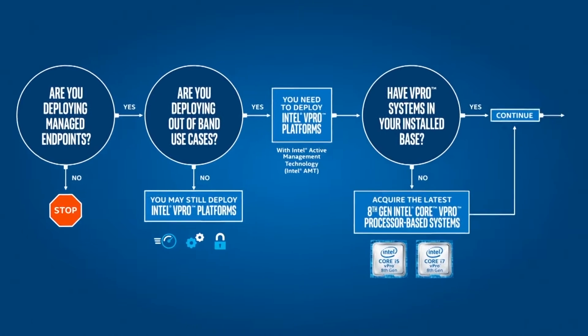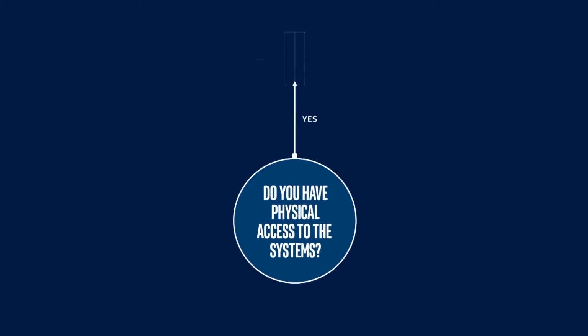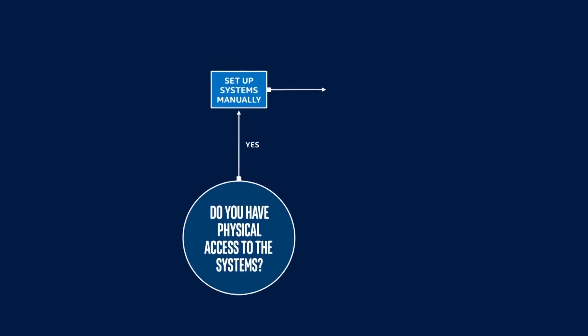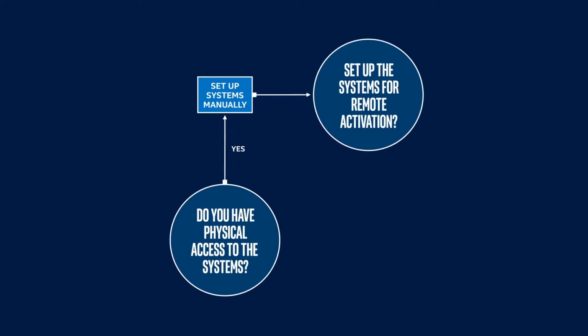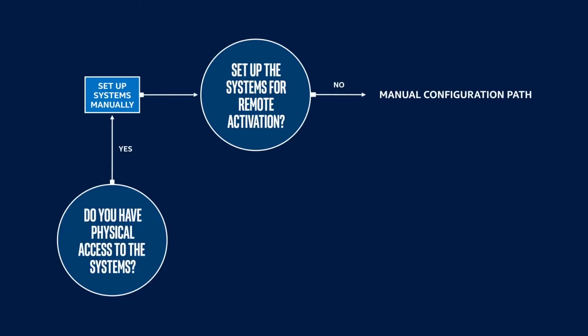the steps that follow. The next consideration for activating manageability features in vPro platforms is whether you have physical access to the systems. If you do, such as in the case of initial endpoint deployment, you have the option to set up systems manually. At this point, you may decide whether you will only set up the systems for remote activation or complete a full manual configuration.